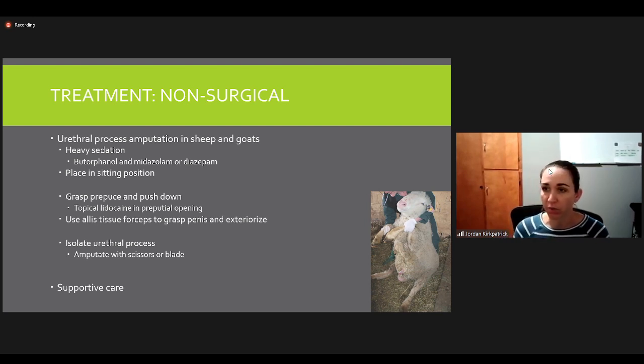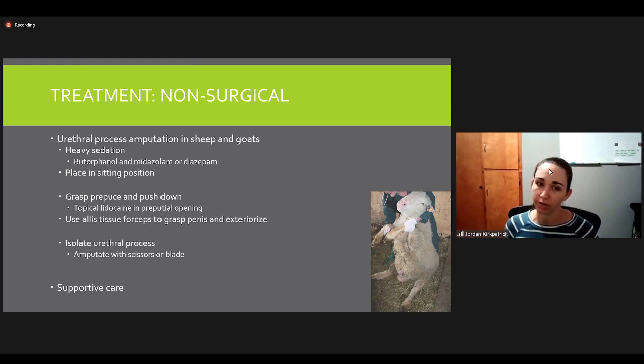The other recommendation I give is to, when you amputate the urethral process, make sure your mouth is closed and that it's not pointed towards your face, because if they have a lot of urine blockage and it is because of a stone in their urethral process, once you amputate it, a lot of urine can spew out. So just make sure your mouth's not open and it's not pointed at your face so you don't get urine all over yourself.